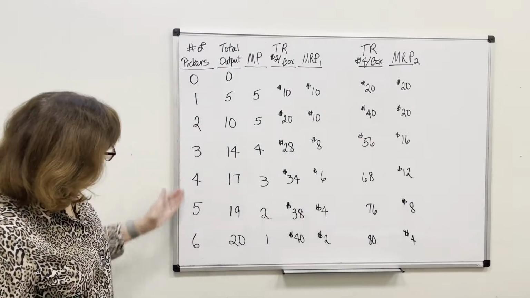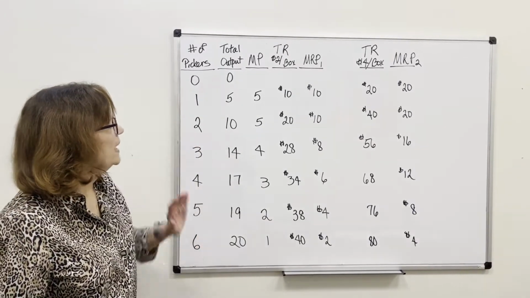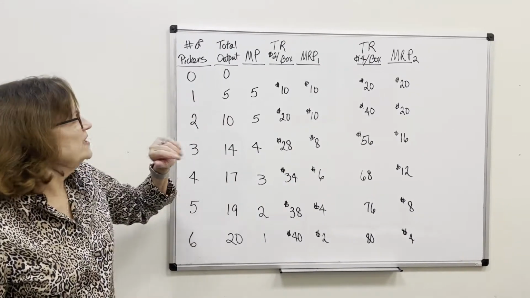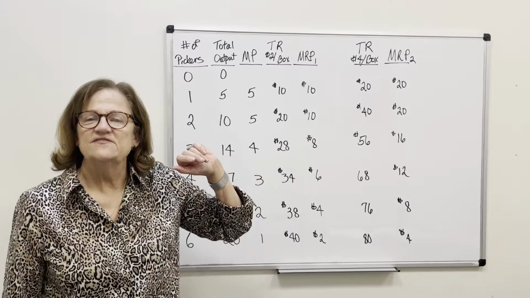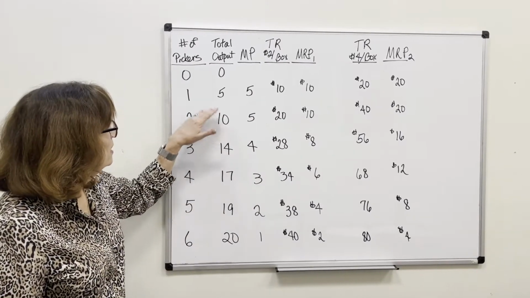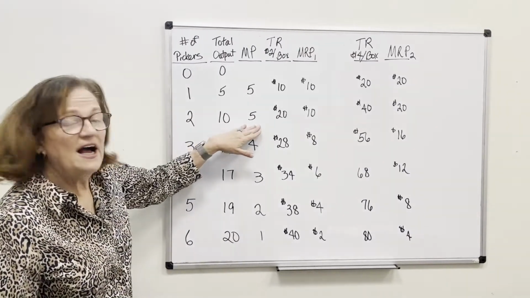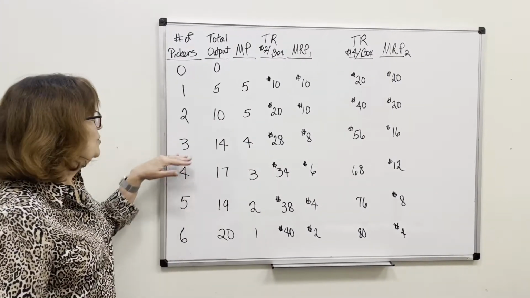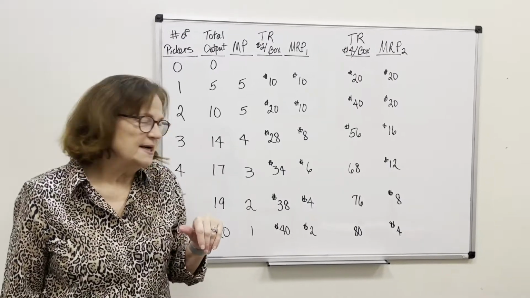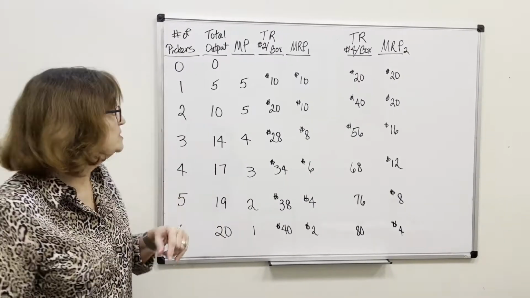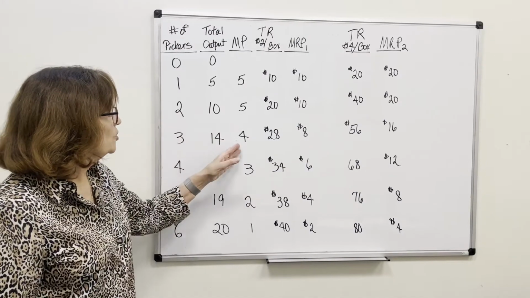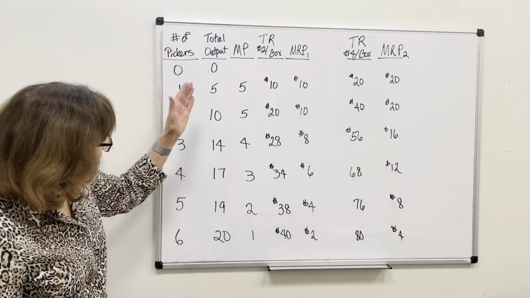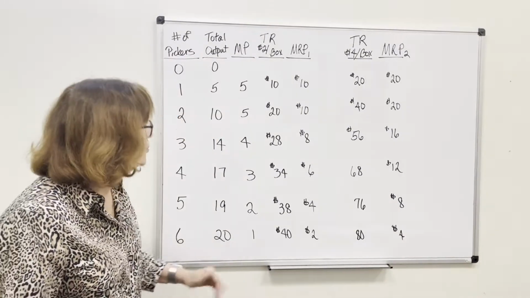And this is the number of pickers, and this is the total output. One worker picks 5 boxes of strawberries an hour, so his marginal product is 5. The second worker generates another 5 boxes, so the total output is 10. When you have 3 workers, they can pick 14 boxes an hour. Diminishing marginal returns kick in. So the third worker's marginal product is 4 boxes, and so on. So you see the total output and the marginal product.